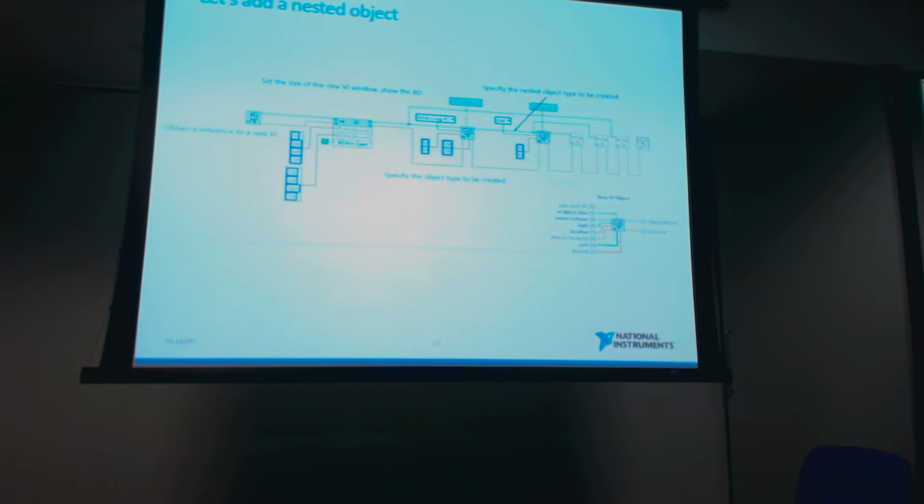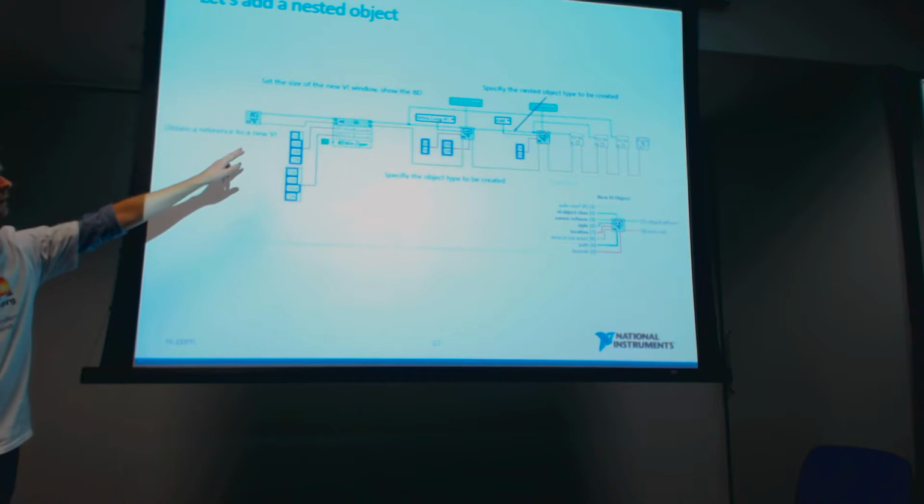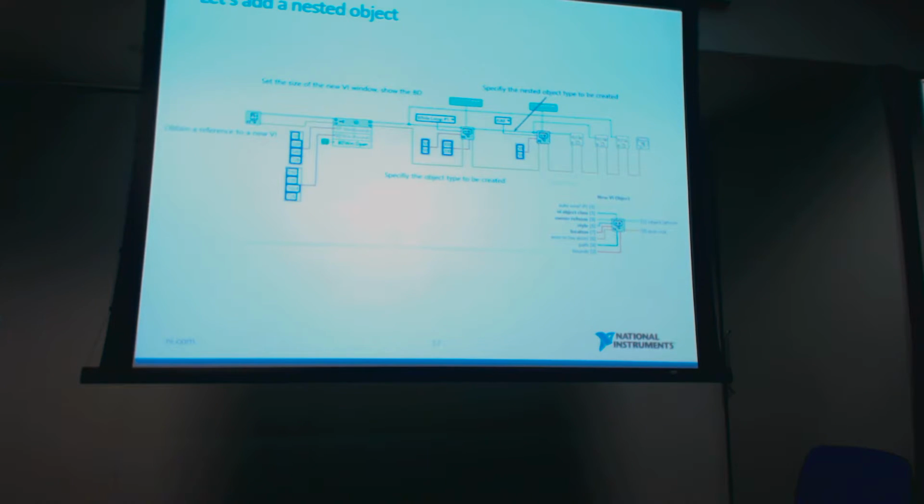So, seeing that, the next thing we're going to do is add a nested object. Typically, we have objects within other objects. For example, primitives within a for loop, items within an event structure, items within a case structure. So we've got the same construct again. We're obtaining a reference to a new VI, setting the front panel bounds, the front panel window position, and then adding an item to the block diagram. The first item we're going to add is a while loop.